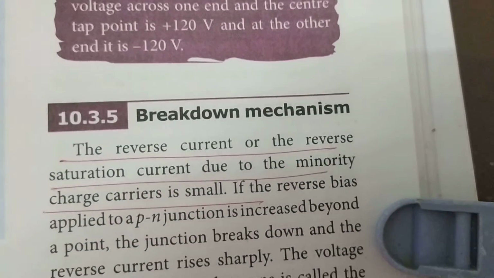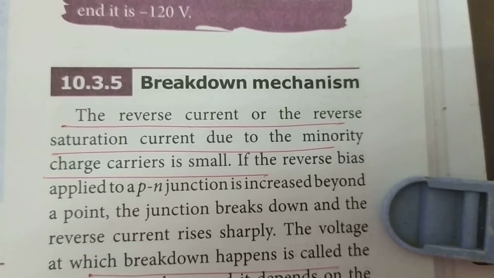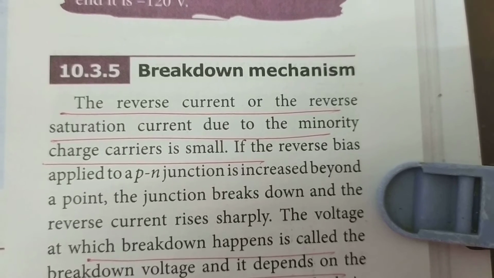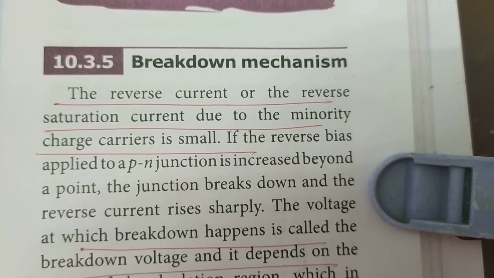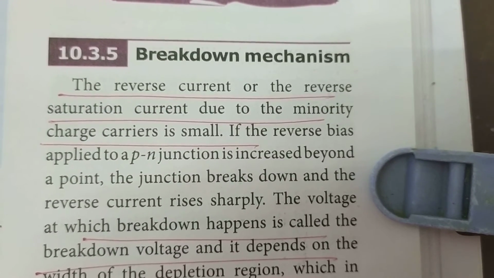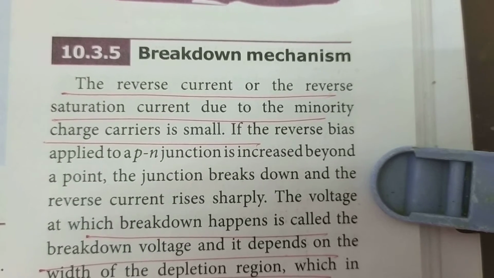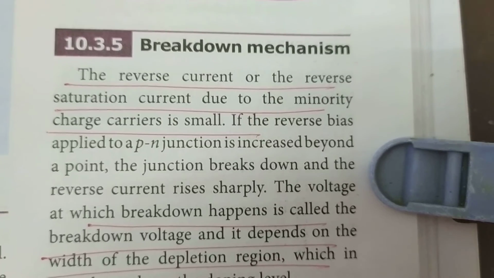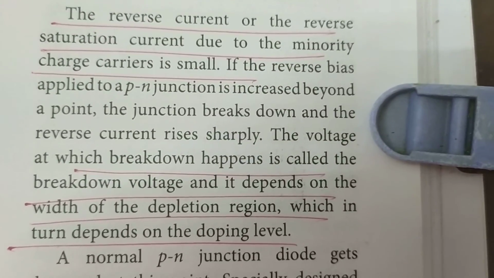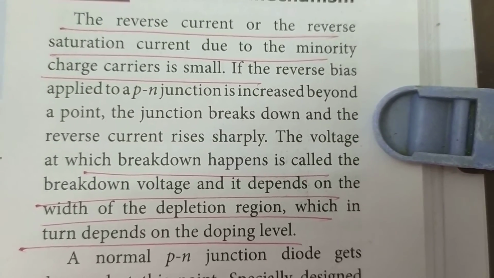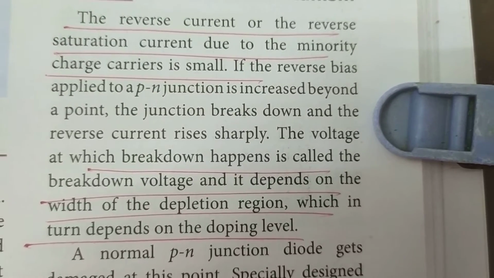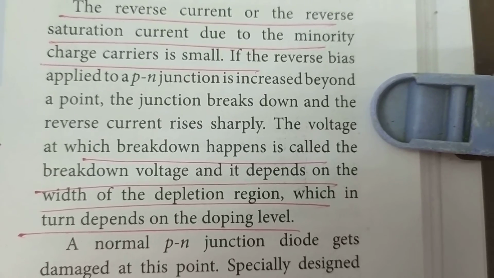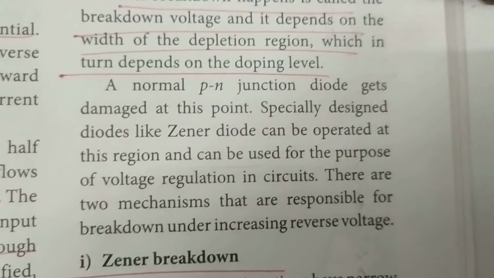And next we are going to see about breakdown mechanism. When you see the reverse characteristic, the reverse saturation current due to the minority charge carriers is very small. When the reverse bias applied is increased beyond a certain value, the junction breaks down. The breakdown depends upon the width of the depletion region, which in turn depends on the doping level. Doping means adding impurities to the P-type and N-type.